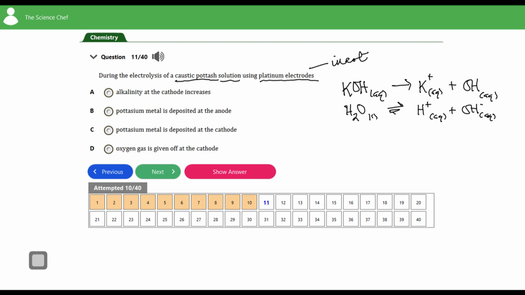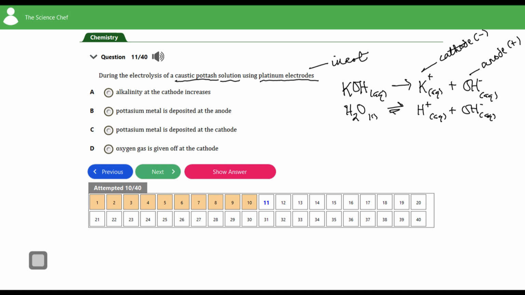So the potassium and hydrogen ions, being positively charged, will migrate to the cathode, which is negatively charged, and the hydroxide ion, being negatively charged, will migrate to the anode, which is positively charged. Remember, this is electrolysis, so we are using an electrolytic cell and not an electrochemical cell. In an electrolytic cell, the anode is positively charged while the cathode is negatively charged.